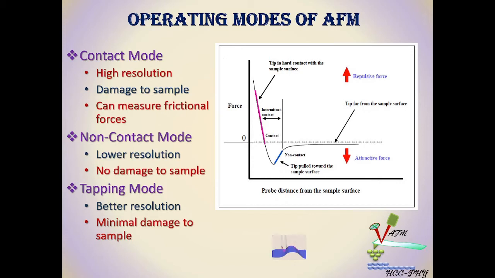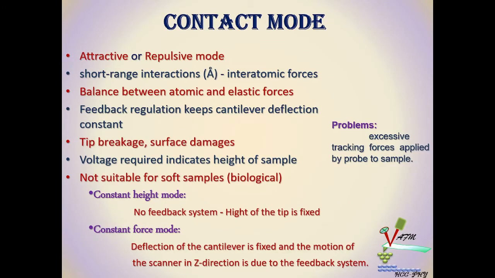And then the next one is non-contact mode. It is also a dynamic mode, but the probe oscillates above the sample without the tip coming into very close contact with the surface. And in the case of tapping mode, it will give better resolution, and it is also called dynamic mode or intermittent contact mode. Here the probe oscillates and only comes into very close contact with the sample.